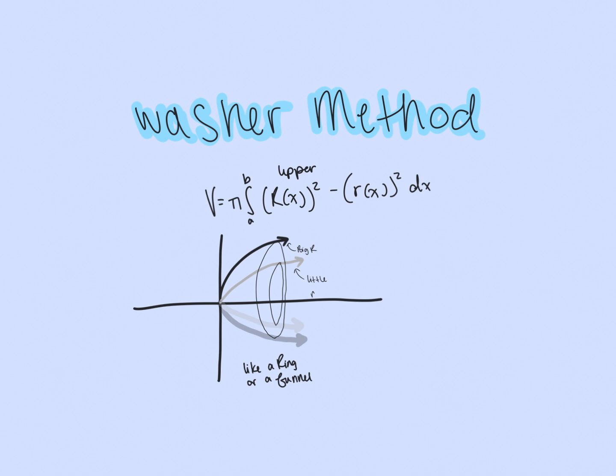So volume is pi, integrated from A to B, and you have to do the upper radius, or the big R, squared, minus the little radius, or the lower radius, squared. And for this one, I kind of picture it as like a ring, or like a funnel, or a tube. I don't know, every picture looks different, and it always helps me to draw it. But let's get started.